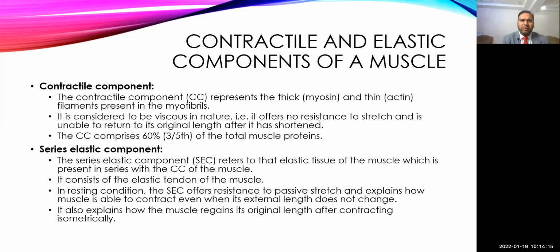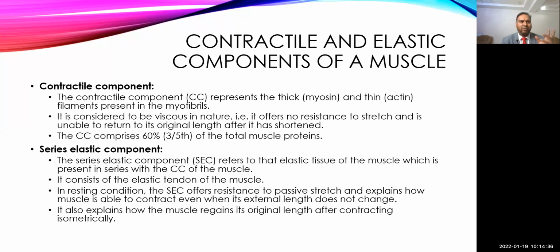Then the next component present in the muscle is the series elastic component. These are tissues which have an elastic nature. So when they stretch, they can recoil and come back to their original position, and they have resistance to overstretching also. And these are present not only in the entire muscle but also in the tendon.